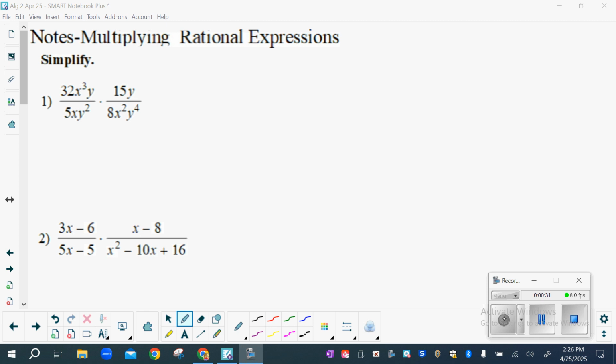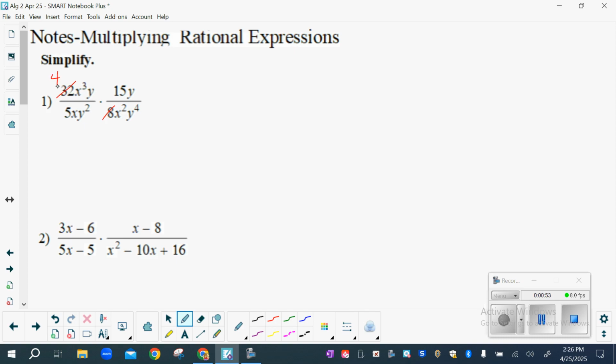Is there anything that goes into both 8 and 32? So we want to get the biggest number because we'll have to spend more time canceling if we don't get the biggest one. So it's 8, right? And how many 8s in 32? 4.